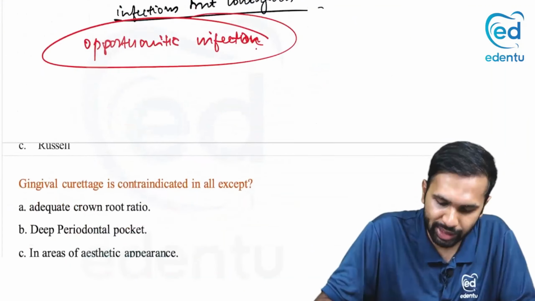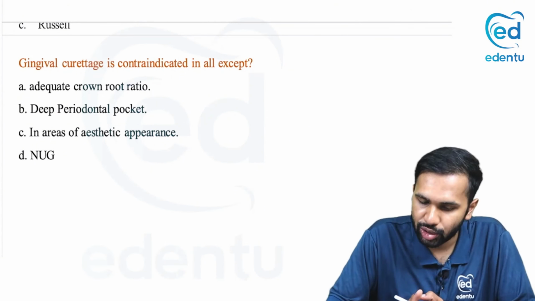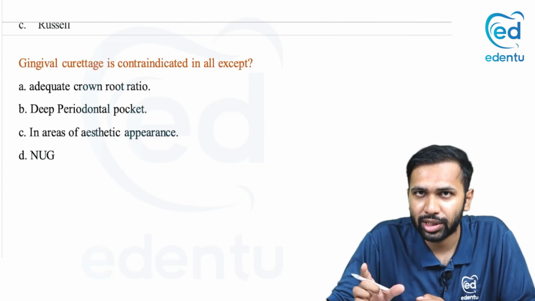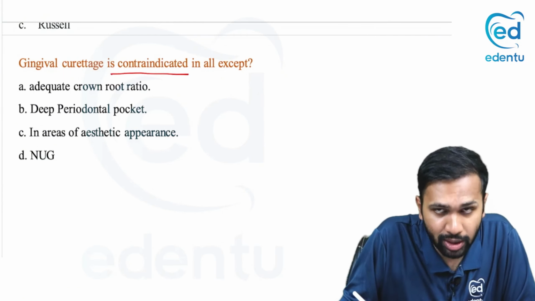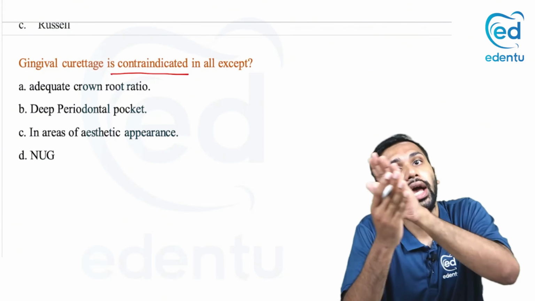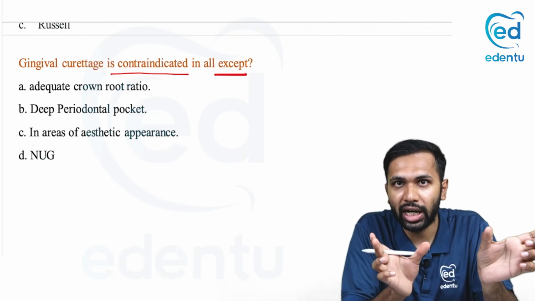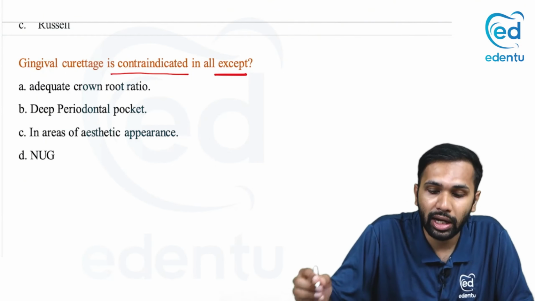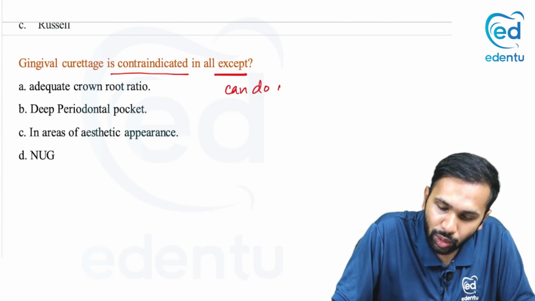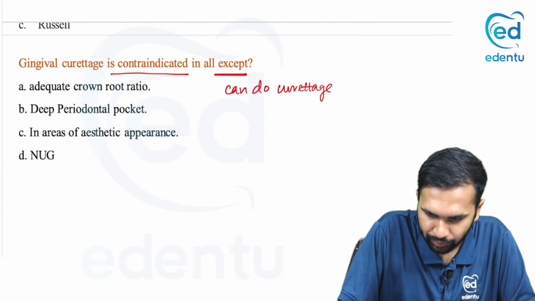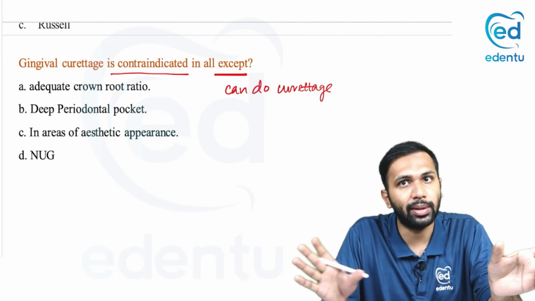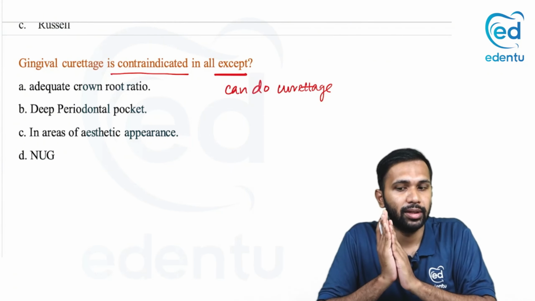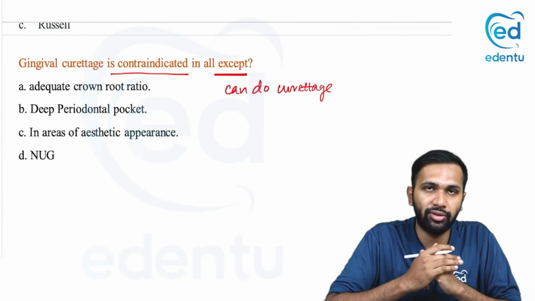Next question. Gingival curettage is contraindicated in all except. Read the question thoroughly. Gingival curettage is contraindicated in all of the following except. Two negatives make a positive. Contraindicated and except. That means they are asking you in which condition you can do curettage. In three of the options it will be contraindicated; in your answer it can be done. Or, gingival curettage can be done in which of the following conditions.